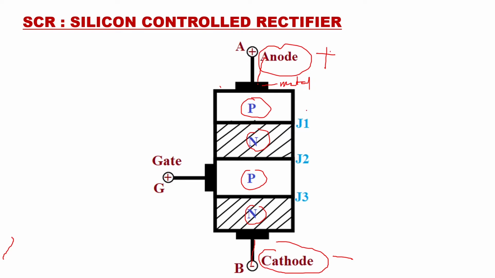The first junction is called J1, which will be between the first P and N type of material. The second junction will be called J2, which will be between the N and P type of semiconductor. Then J3 will again be the P type and N type of semiconductor junction. Then the third terminal is a controlling terminal called the gate, which will be very important in SCR. So SCR as a whole will have 4 layers, 3 junctions, and 3 terminals, and the terminals will be named anode, cathode, and gate.